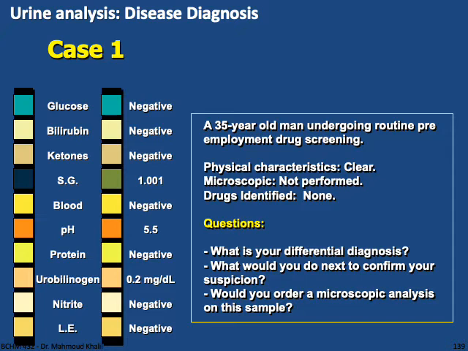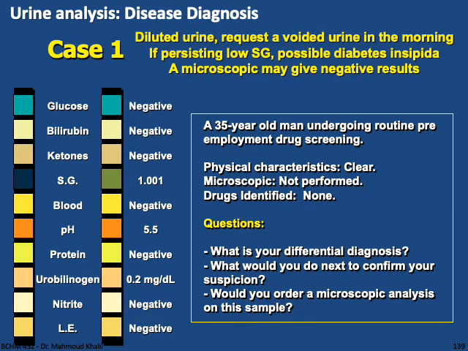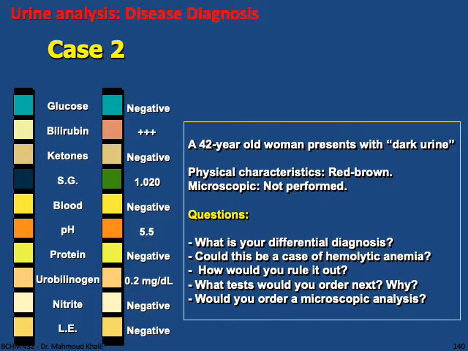Urine analysis shows how the urine strip is very helpful in showing disease. This is a urine strip, the normal one versus after the test. If you compare both of them, you will get to the result that this is very diluted urine, and request a first morning urine if there is persistent low SG. It is possible it is diabetes insipidus, and a microscopic evaluation may give a negative result.